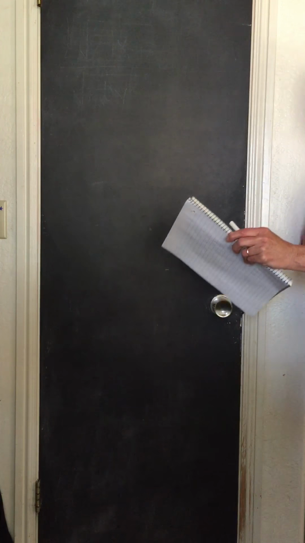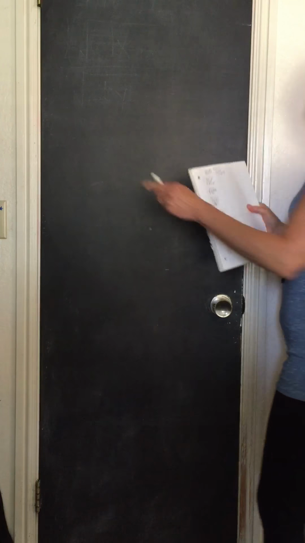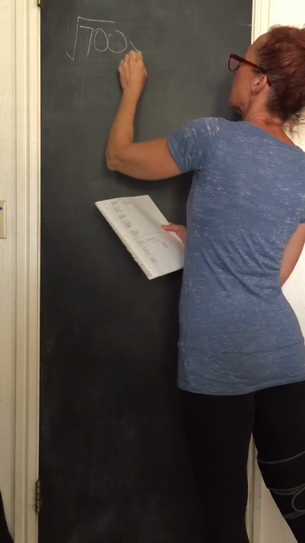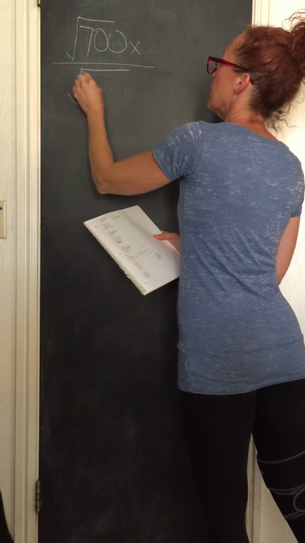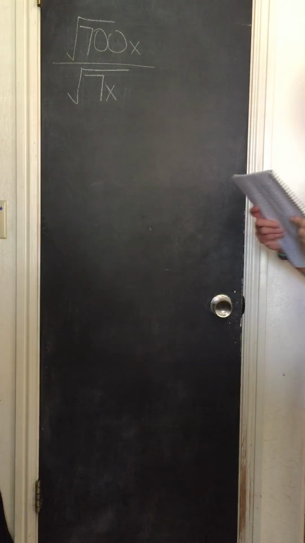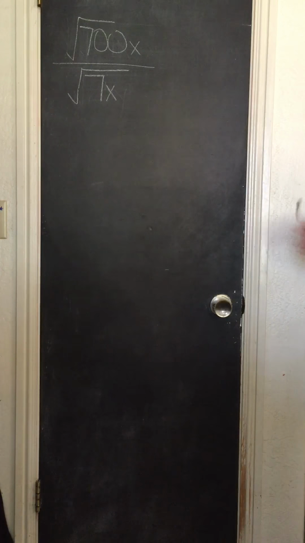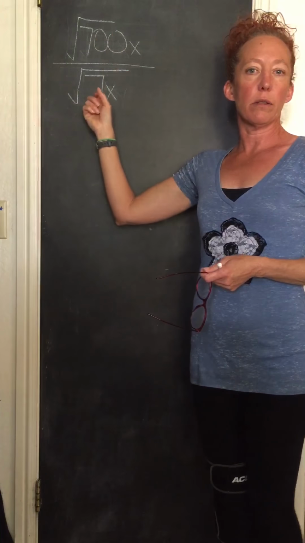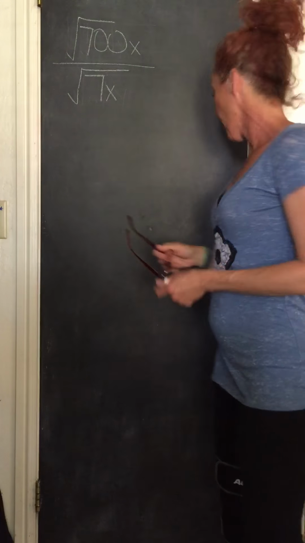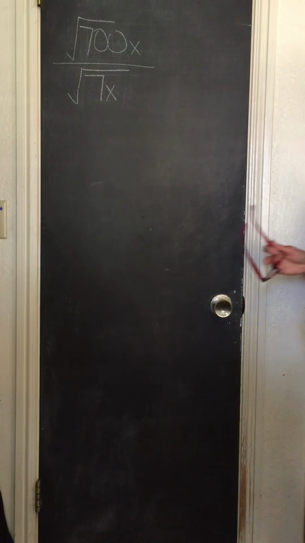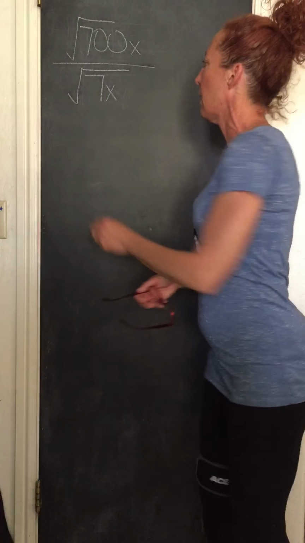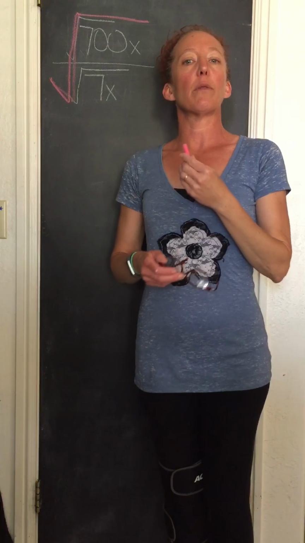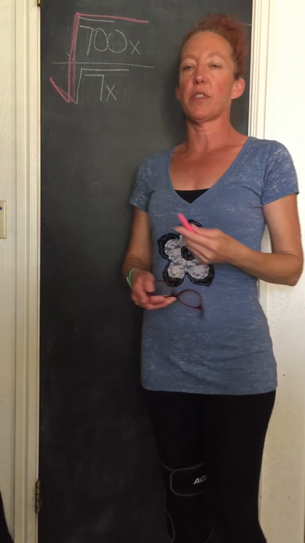Our second example. Square root of 700x over the square root of 7x. All right. So now we do have common factors. And even though we have two separate radicals, I would suggest to you to rewrite it. And you can either rewrite the whole thing, or when you go to do your homework, just write it underneath one huge radical. And then reduce before you simplify.